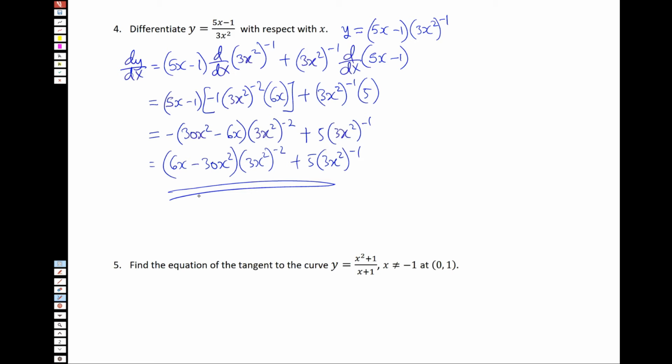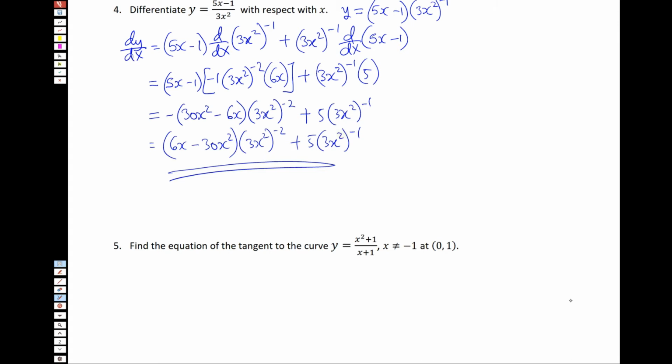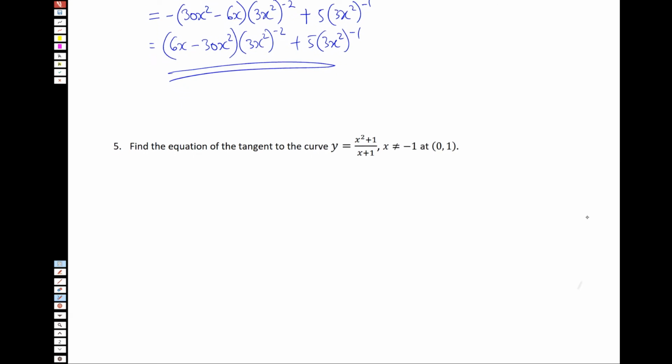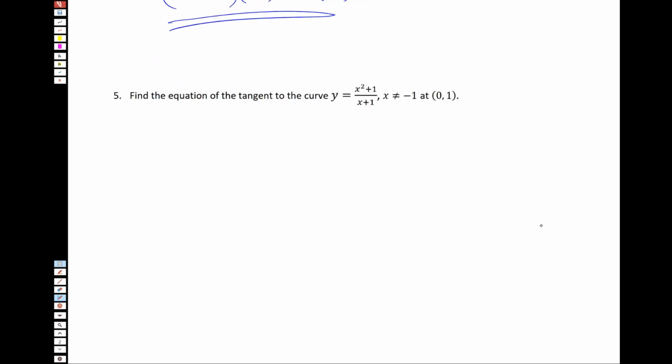So again, I'll just leave my answer that way. But again, you can simplify it further depending on what the question is asking you. If it's asking you to show that this equals that, then you can simplify it further. All right. Last question, number 5.